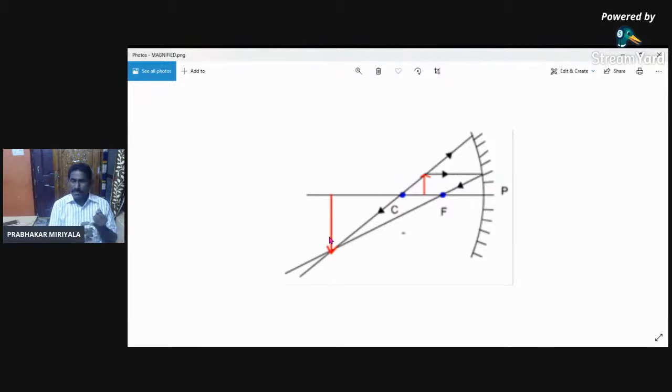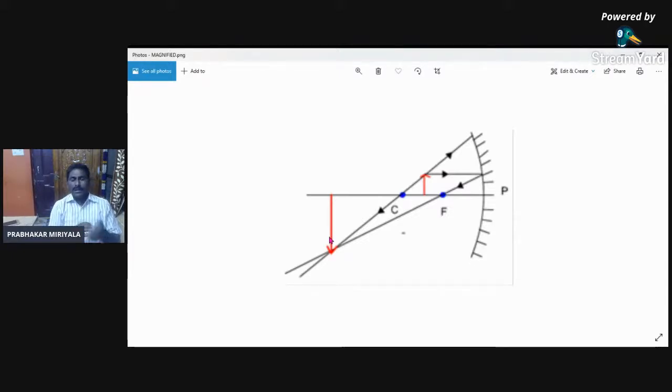Diminished image, that means the size of the image is less than that of the size of the object. Enlarged or magnified image, the size of the image is more than or bigger than that of the object. Same sized image, the size of the object and the size of the image are equal. So in this way, according to size, there are 3 types. One is the diminished image, second one is the enlarged image, and third one is the same sized image.